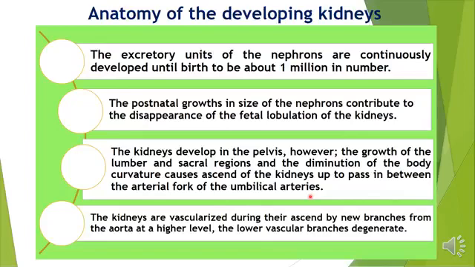Initially, the kidney develops in the pelvis. However, the growth of the lumbar and sacral regions and the straightening of the body's curvatures cause ascent of the kidney up to pass in between the arterial fork of the umbilical arteries. The kidneys are vascularized during their ascent by new branches from the aorta at a higher level. The lower vascular branches degenerate.